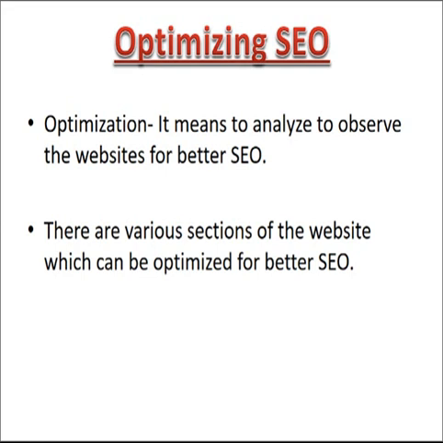Optimization is the process where we can analyze and observe whatever website we prepared. Next, there are various sections of the website which can be optimized for better SEO. So we will see the various optimization techniques and sections one by one.